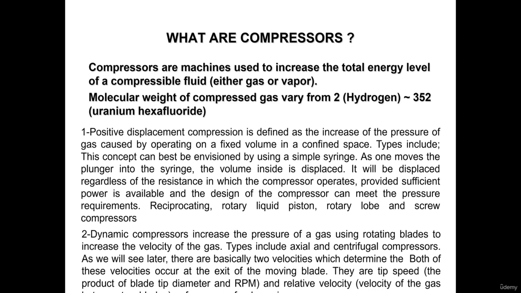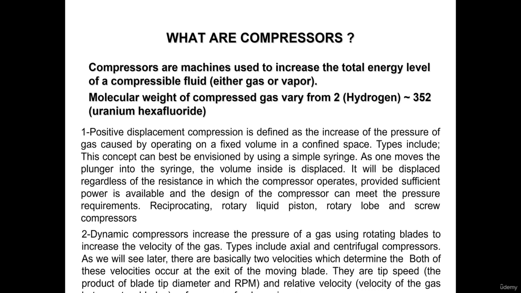We have two types, like the pumps: positive displacement type and dynamic compressor type. Positive displacement compression is defined as the increase of pressure of the gas caused by operating in a fixed volume. One characteristic of the positive displacement compressor is that it delivers a fixed volume flow rate regardless of the resistance, and regardless of changes in inlet conditions such as density, molecular weight, and compressibility. So it's a fixed volume in a confined space.